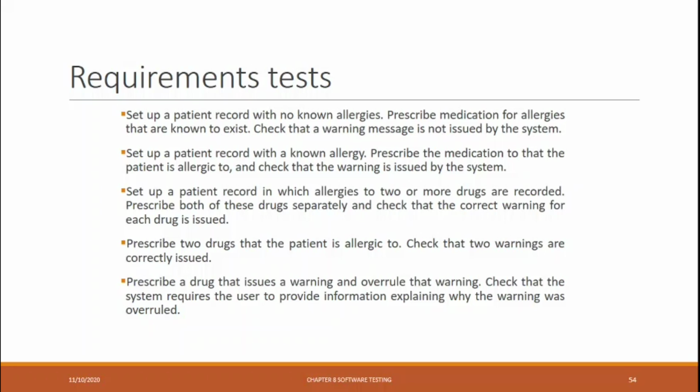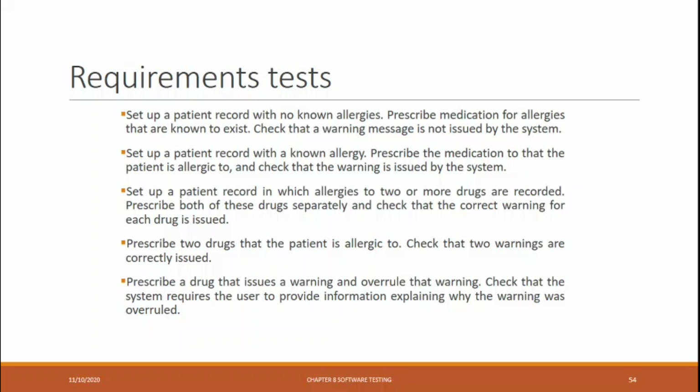Check that the warning message is not issued by the system. And the second point is to set up a patient record with known allergies. Prescribe the medicine that the patient is allergic to. Check that a warning is issued by the system.